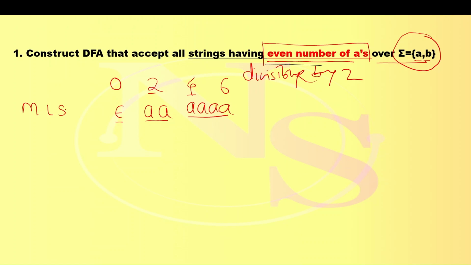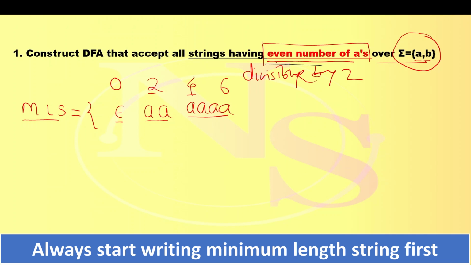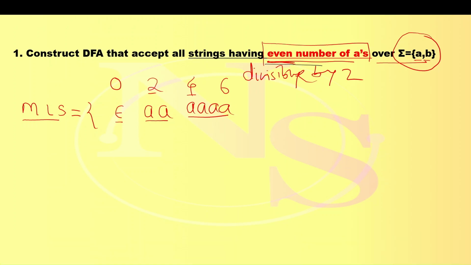All these strings are part of the minimum length strings. As I mentioned in my previous videos, always start by writing minimum length strings first with respect to the condition. Which are other strings where no a is present? It means the number of a's should be 0. As per sigma, there is a b also. So if I write a single b, how many a's are here? 0 a's. If I write double b, how many a's? 0 a's. So there is no condition on the number of b's. The condition is on a only, and that should be an even number of a's.